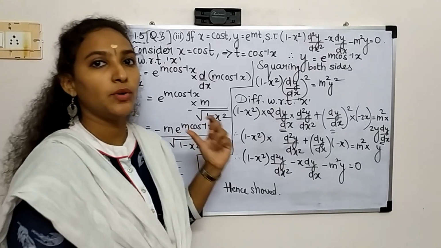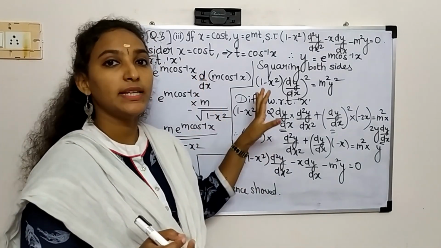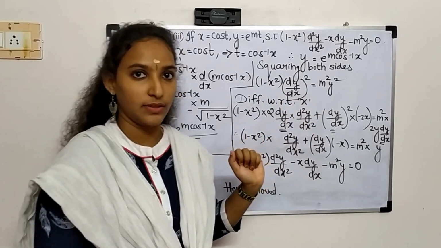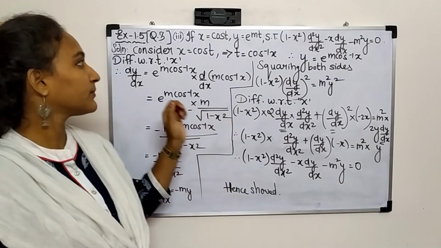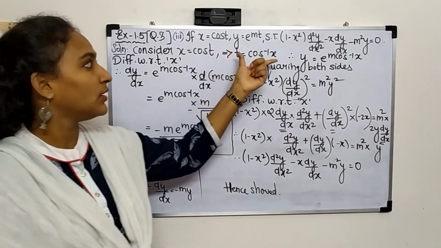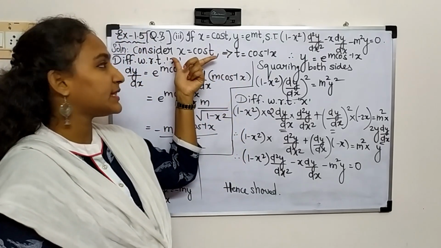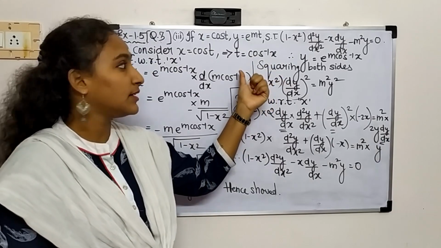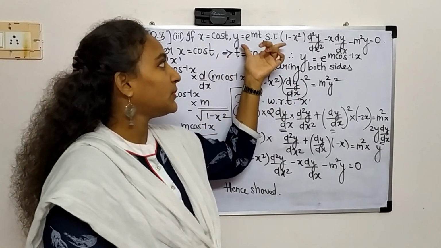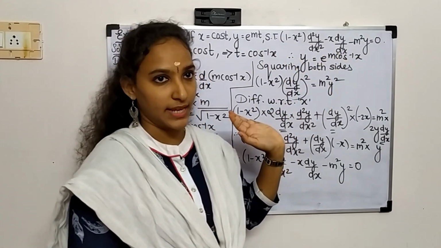So in this problem, there is no need to go for the LHS or RHS part, because using d square y upon dx square itself we are getting the answer. So let us revise this once again. In the question we had x equal to cos t, y equal to e power mt. I have converted x equal to cos t in terms of t. So t becomes cos inverse x. This is substituted in y. So we get y equal to e power m cos inverse x.